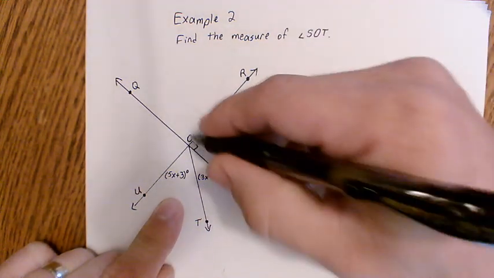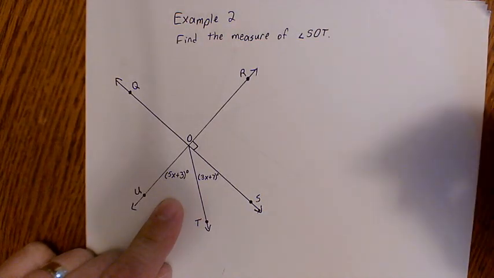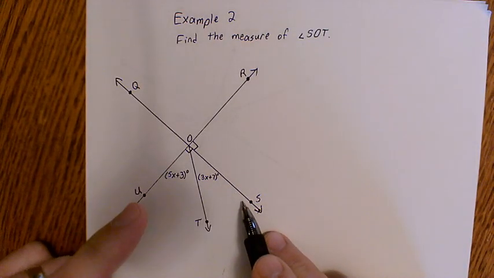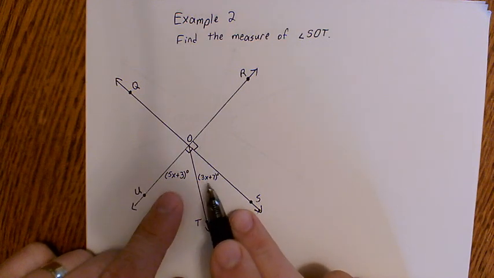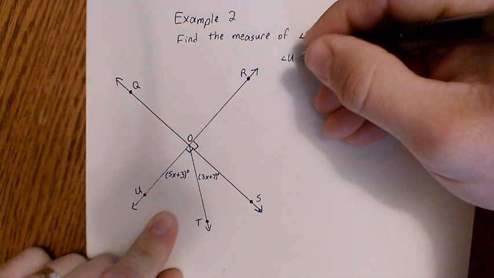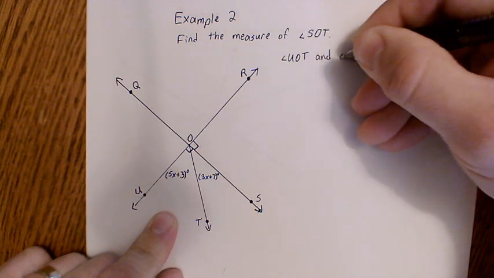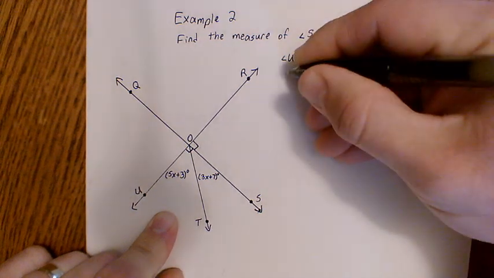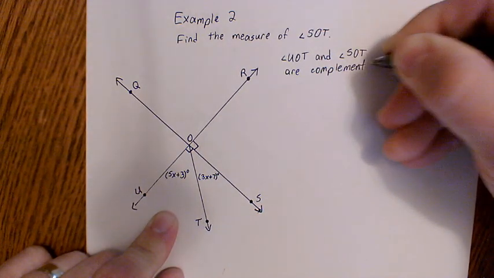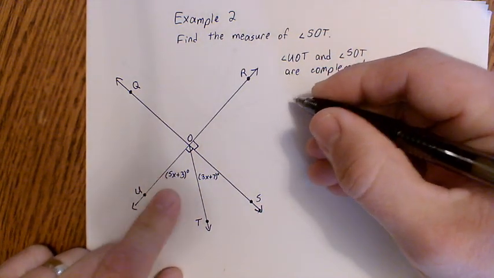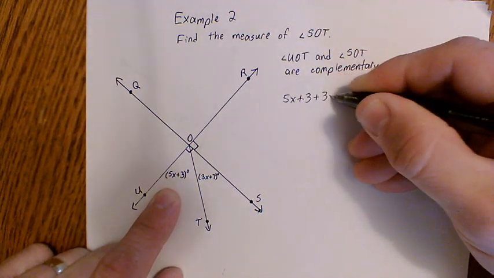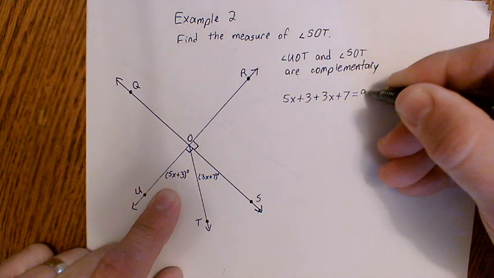Well, if it's 90 degrees, all 4 angles at this intersection are going to be 90 degrees, including angle UOS, which is really super helpful. I know that these two angles are complementary. Angle UOT and angle SOT are complementary because they are going to add to 90 degrees. So what I know is that 5x plus 3 plus 3x plus 7 equals 90 degrees.